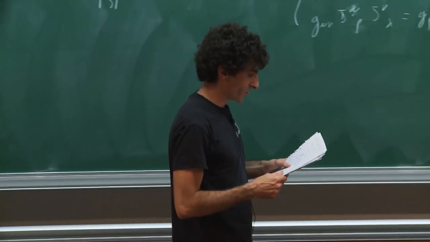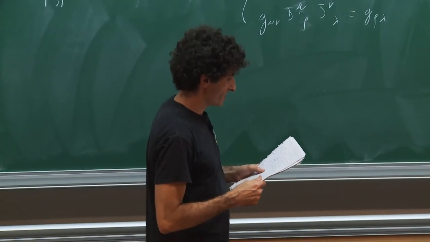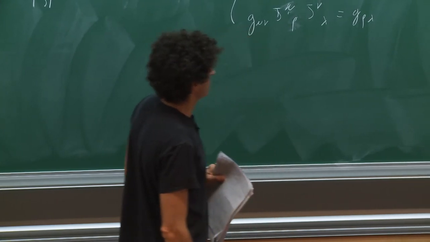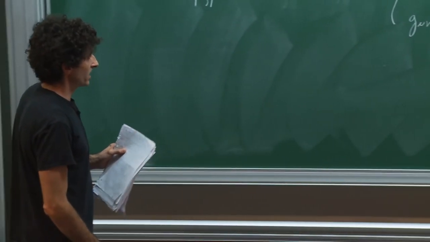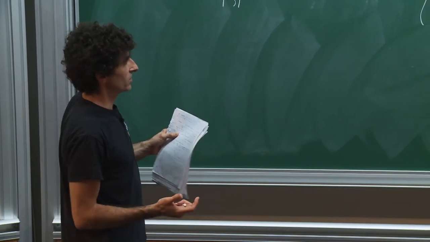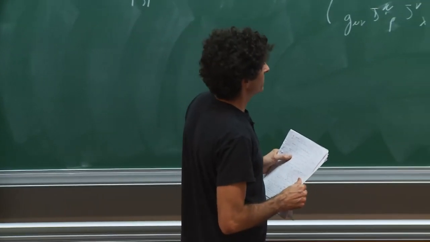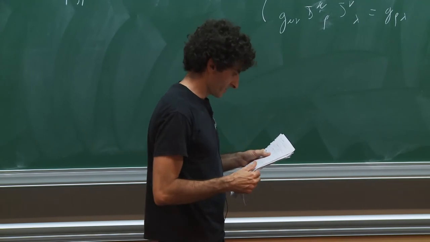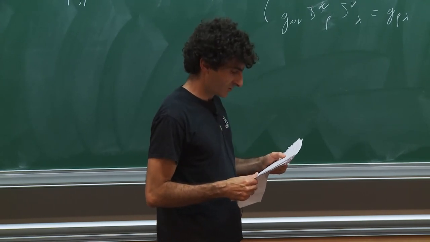It's natural to ask: is this object actually a complex structure or not? For that, you have to check this tensor, with a name that I cannot pronounce.